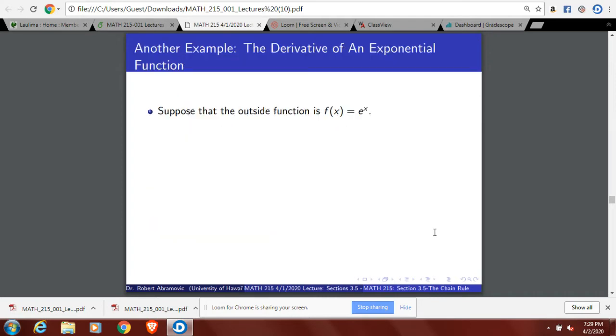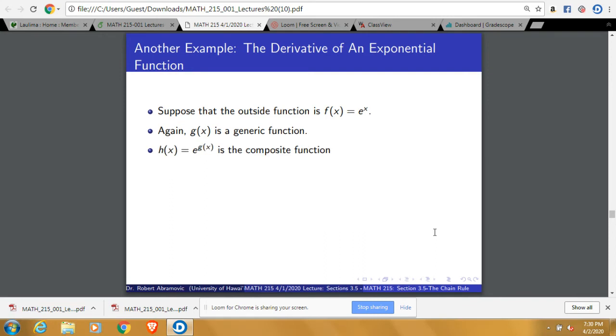Here's another example. The derivative of an exponential function. Let's say the outside function now is e to the x. And the inside function is a generic function, any function you want. H of x is e to the g of x, it's a composite function. Step 1 is to differentiate the outside function. We've seen before the derivative of e to the x is itself, e to the x.